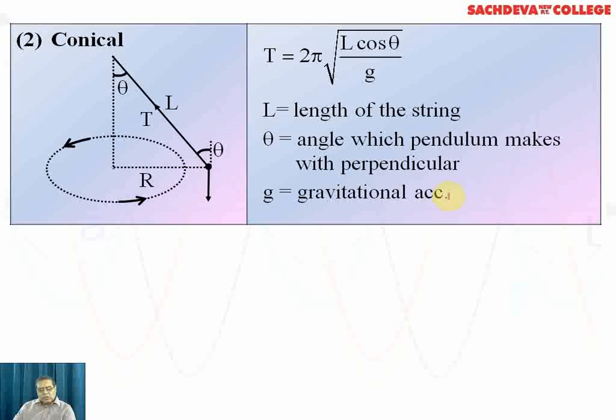This acceleration due to gravity is different at different places. So if we consider a conical pendulum at the poles or at the equator, we will find the value of g begins to change, and as a result, its time period will also change.